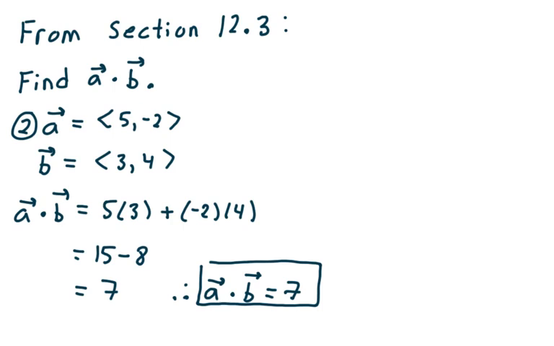Suppose A is the vector 5, -2, and B is the vector 3, 4. The dot product of A and B is equal to 5 times 3 plus -2 times 4. But this is equal to 15 minus 8, which is equal to 7. So the dot product of A and B is equal to 7. And that's how we do problem 2.